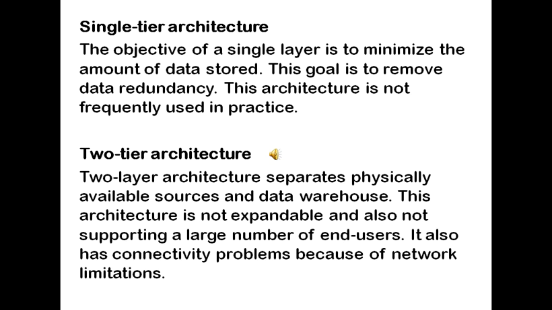Now coming to the two-tier architecture, the two-layer architecture separates the physical data sources and the data warehouse. This is not expandable and also does not support a large number of end users. It also has connectivity problems because of network limitations. Hence this is also not frequently used and it is not in practice right now.